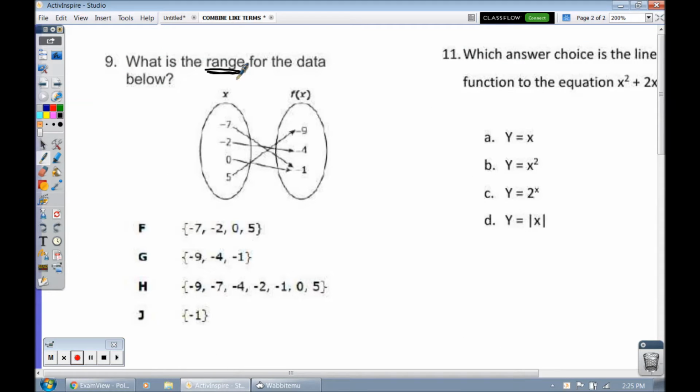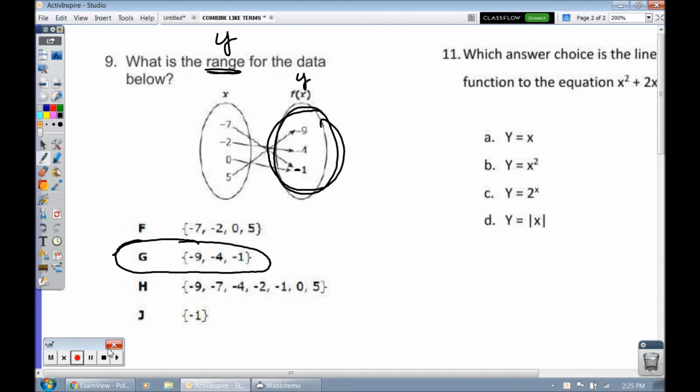Number 9, what is the range? So they're saying, what are the y values? Well, these are the x values, and we said f of x, that's the same thing as saying y. These are my y values right here. Negative 9, negative 4, 1. And it's actually negative 1. I know it's hard to see that negative 1 there, so our answer is G.